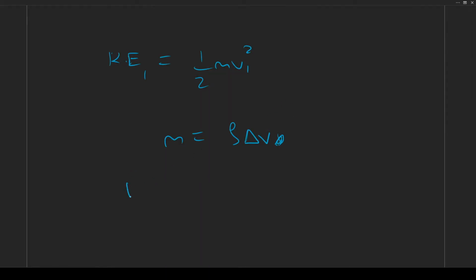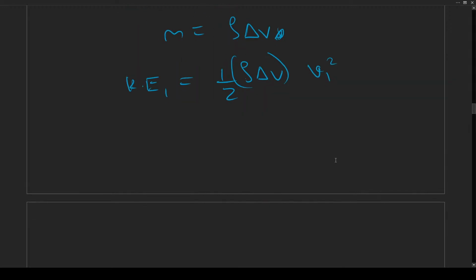Let's just write this: KE1 is equal to half rho delta V, which is in place of mass, times V1 square. KE2 is equal to half rho delta V, both are constant, times V2 square.